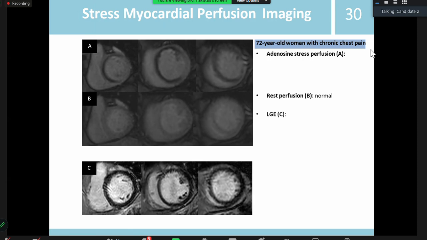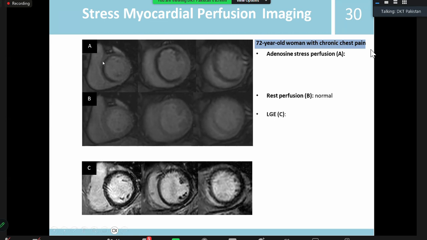Okay. So these are short axis cardiac MR images of a 72-year-old woman with a history of chronic chest pain, rest and stress images, and late gadolinium images. Comparing the rest and stress images, I can see that there is a signal abnormality at the lateral wall of the myocardium and of the left ventricle, and on the late gadolinium images.